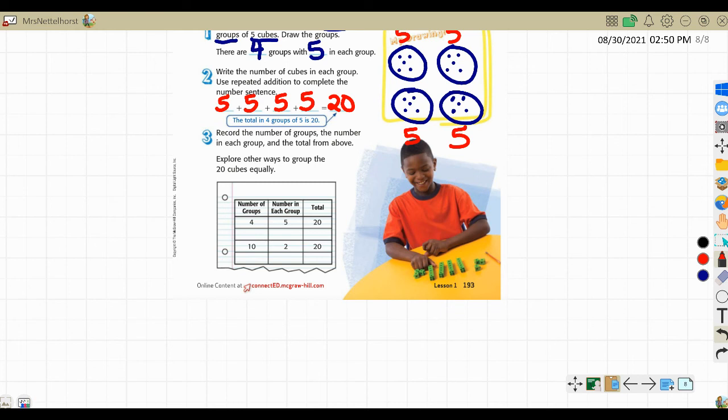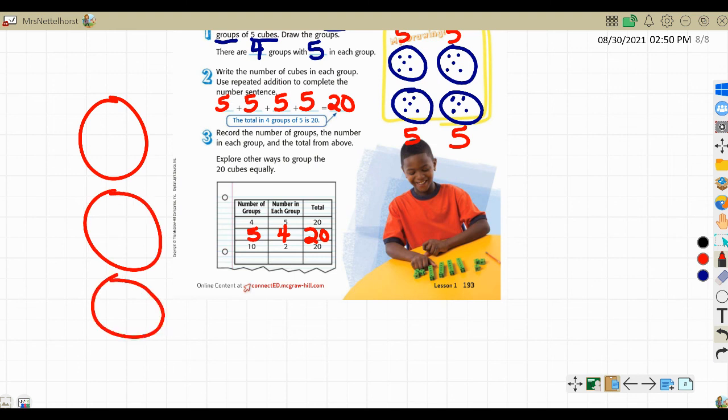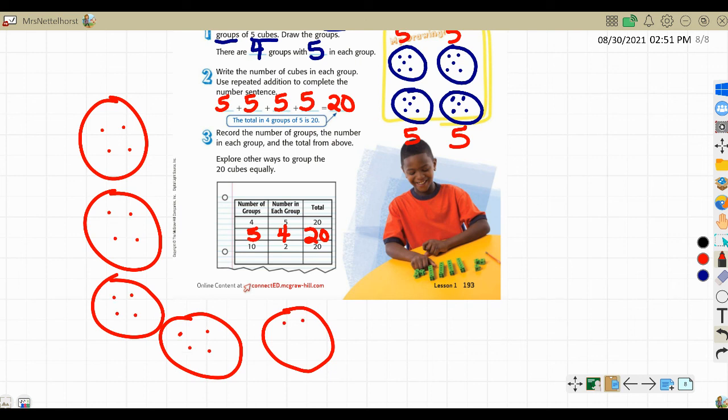Now if we were in class together, we would have done this together. But I can also take 5 groups of 4, and that would equal 20. So let me show you how that works. You don't need to draw this part, but if I do 5 groups of 4, that equals 20. I counted up all the dots, 1 through 20. I just counted up all the dots.